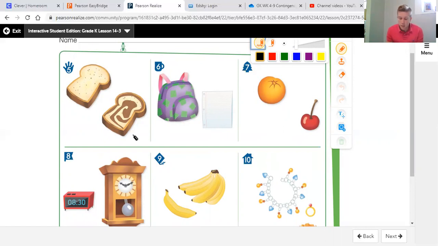That number 6 is a backpack and a piece of paper. Okay, number 5, you see what that is. That's some bread there. Number 7, we have an orange and a cherry. Number 8, we have 2 clocks, but they're different. Number 9 is bananas, but again, they're different. Number 10, we have some jewelry. So circle the lighter or circle the heavier one, X out the lighter one, and underline them if they're the same. We're going to go over these in a minute here.